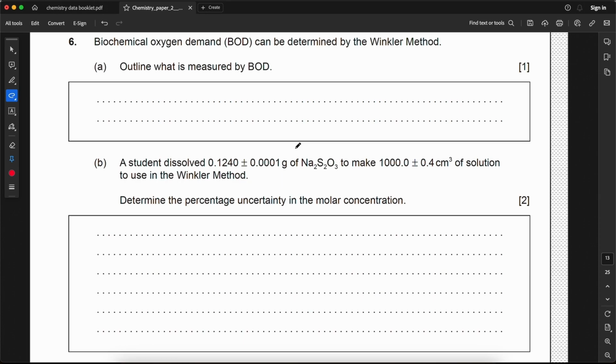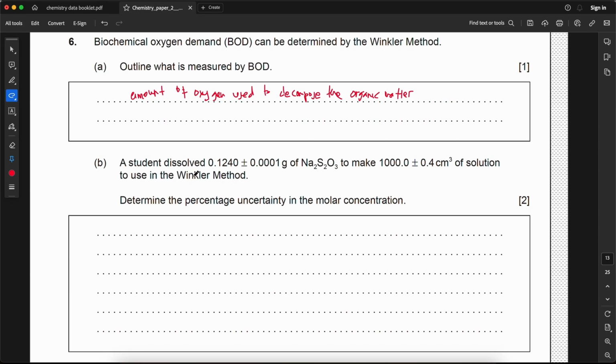Biochemical oxygen demand, BOD, can be determined by the Winkler method. Outline what is measured by BOD. It's the amount of oxygen used to decompose the organic matter.